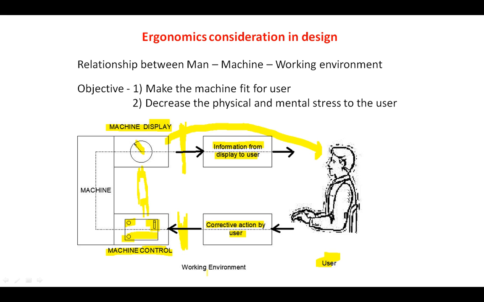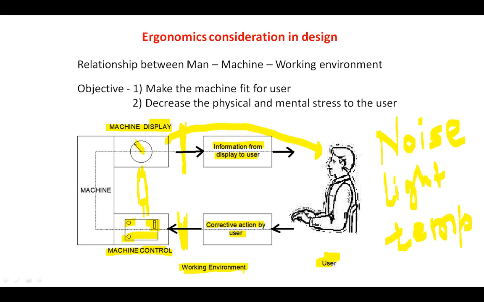And again there is one more factor in this, that is the working environment. Working environment also affects the relationship between man and machine. So what does this working environment include? It includes noise. There should not be very high noise, and there should be proper light and temperature. These are all working environment factors. We are going to see this later, but for your information I am telling you right now. So this is a closed loop system.